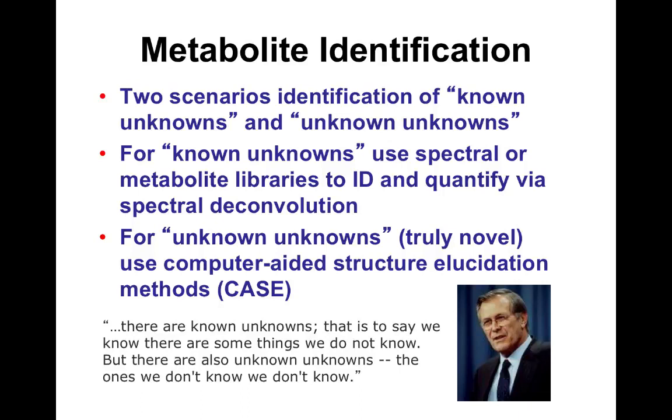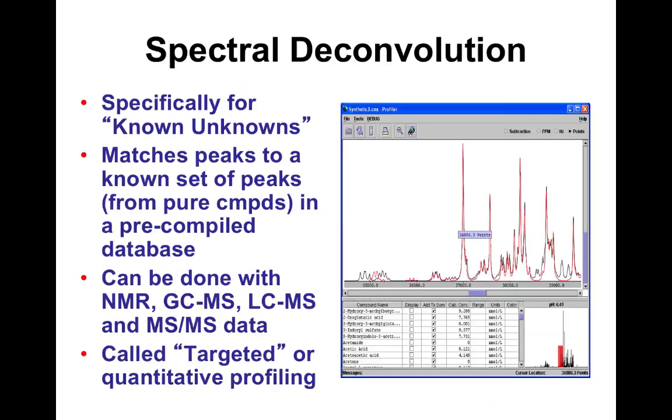The words known unknowns and unknown unknowns actually come from a speech that Donald Rumsfeld gave. He used to be the Secretary of Defense. It became a joke, actually, because of the way he sort of stumbled over his descriptions. But it's still useful to say that there are known unknowns, that is, we know that there are some things that we do not know, but there are also unknown unknowns, the ones we don't know that we don't know. So the unknown unknowns is still a fundamental challenge in metabolomics. But we're going to talk about the known unknowns.